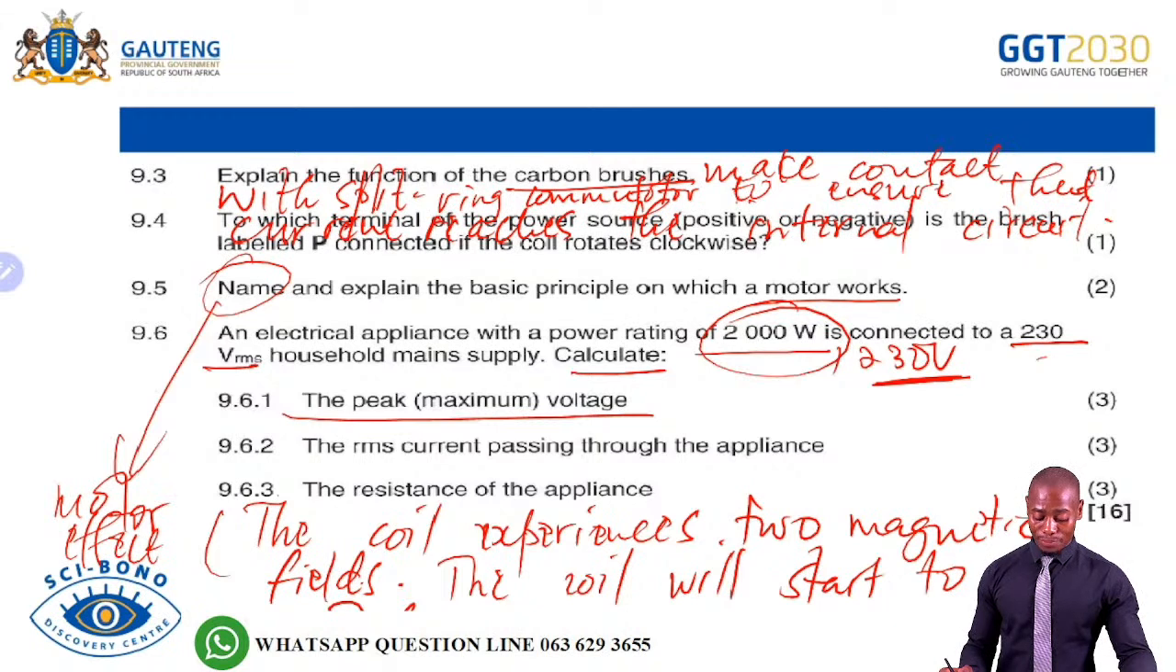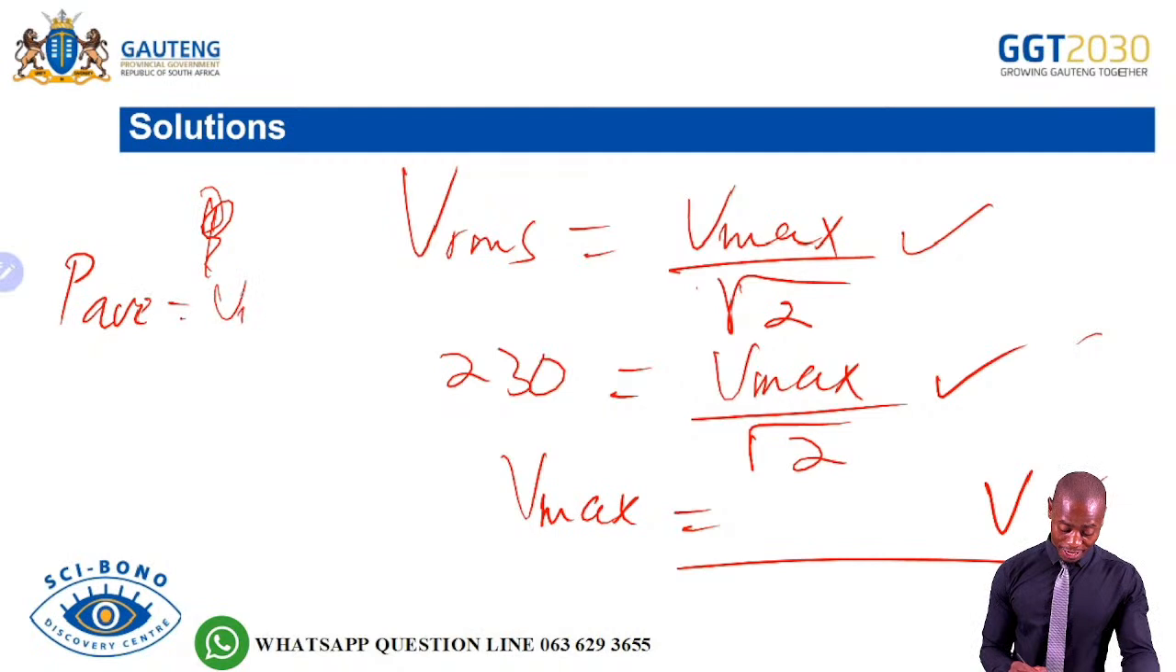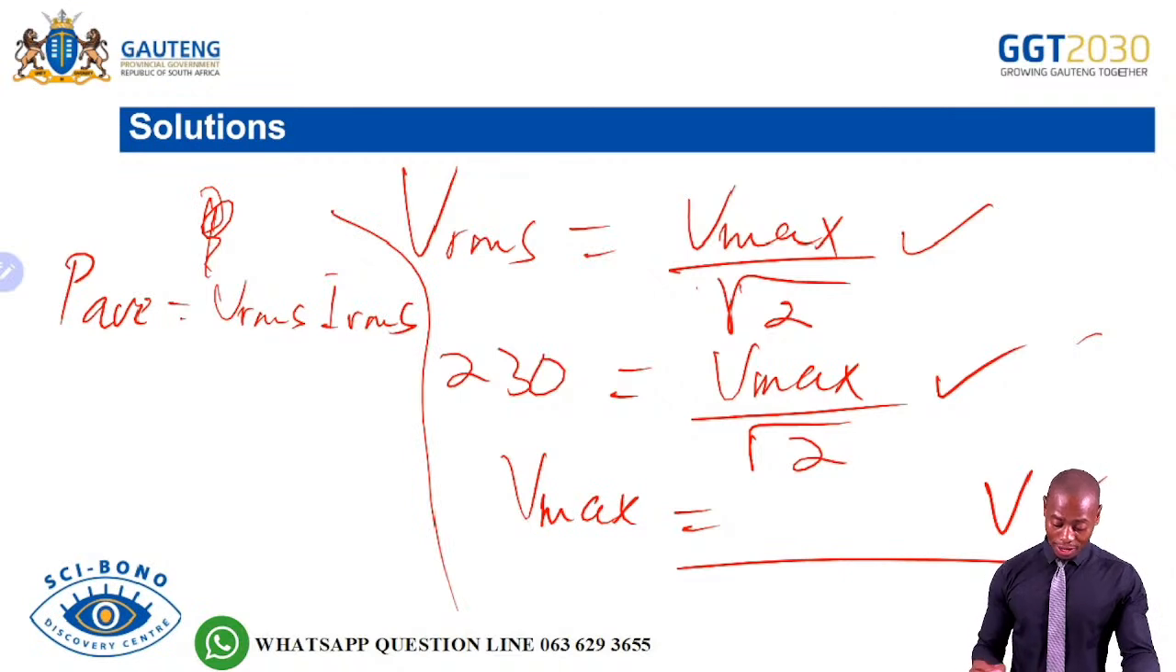The root mean square current passing through the appliance, also 3 marks. They want the root mean square current. Okay, so I need the root mean square current. There are so many equations that I can use to calculate it. So I have P average equals Vrms Irms. I also have P average equals V squared rms over R, and P average equals I squared rms times R. I can't use those because I don't have the resistance.